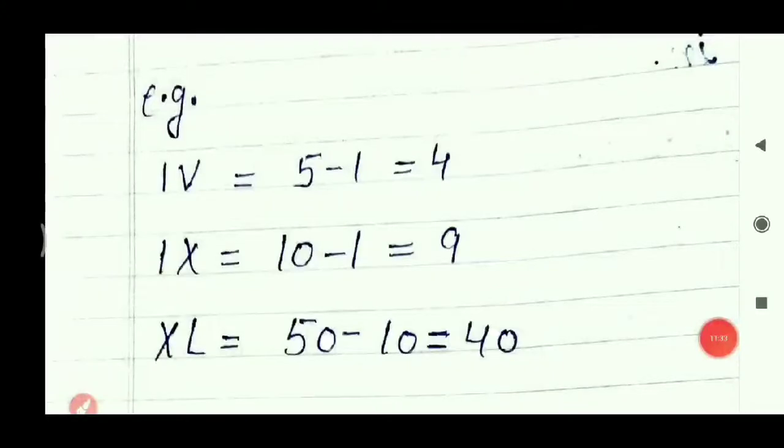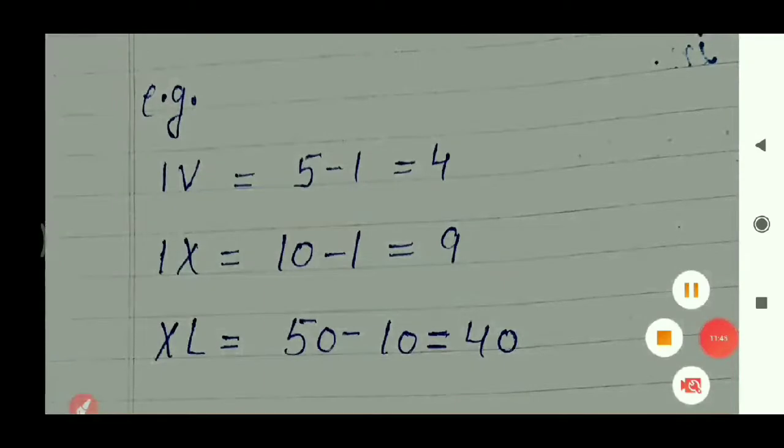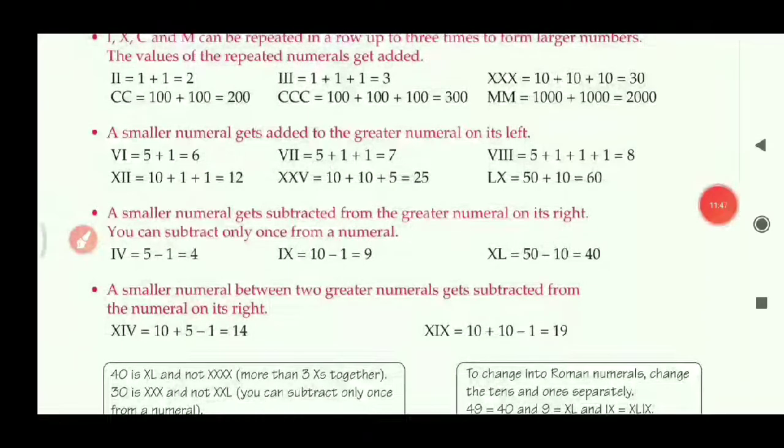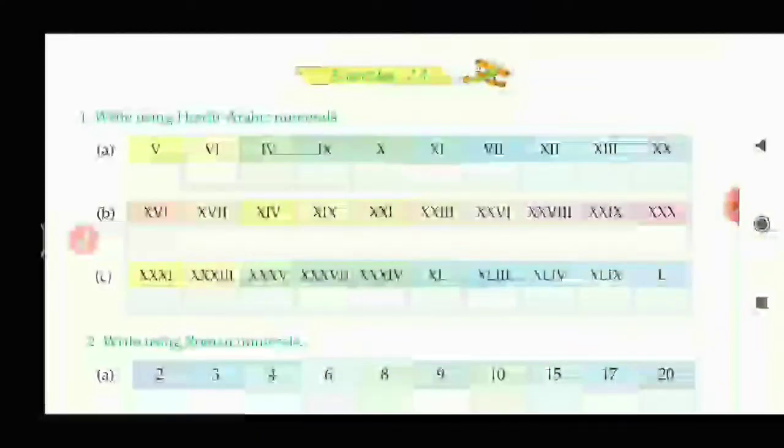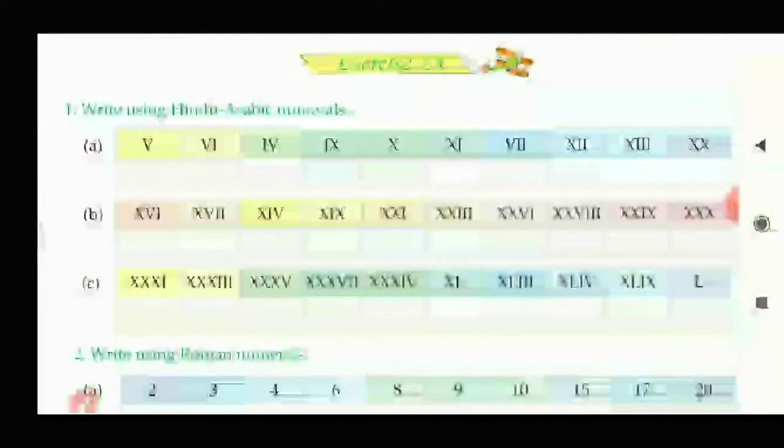I hope you have got these rules properly. Then after this we will start the exercise. Which one? Exercise 2A. Let's see the exercise 2A. As you can see on the screen here, what is given? Let us see question number 1.